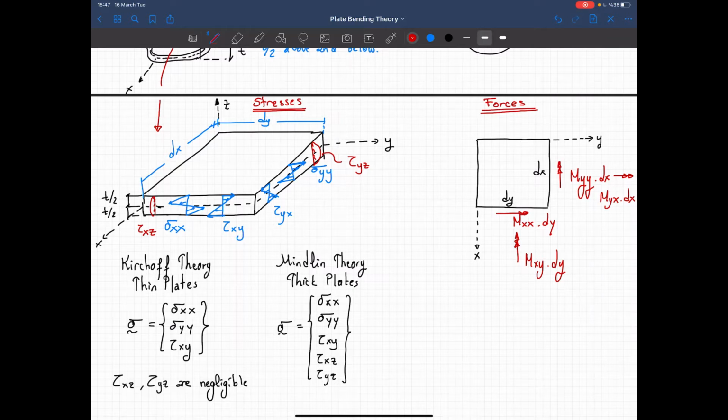So for the Kirchhoff theory, our force vector will be composed of 3 moments, mxx, myy, and mxy.